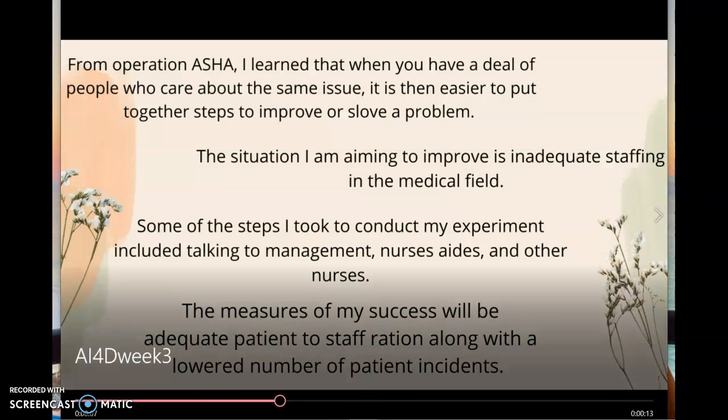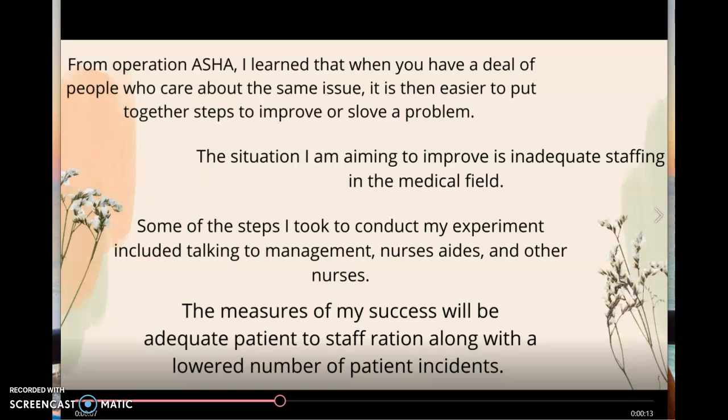From Operation ASHA, I learned that when you have a group of people who care about the same issue, it is so much easier to put together steps to improve or solve the problem. The situation I am aiming to improve, again, is inadequate staffing in the medical field. This is a tremendous problem right now, and everybody's always looking at solutions to try to make this better.